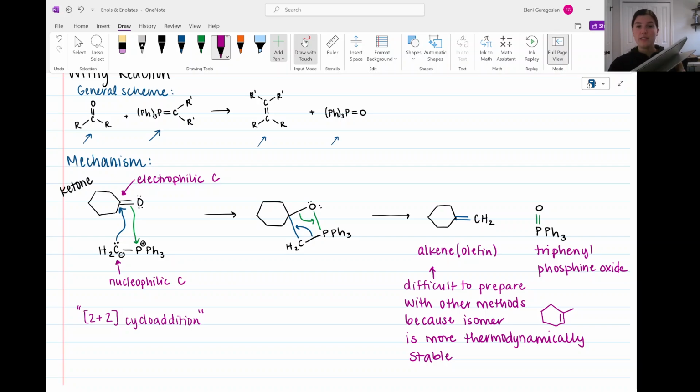So it is a 2-step mechanism. Once you've formed your ylide and you add your ketone or aldehyde, it's a 2-step mechanism. First you form a ring, and then in the second step you break 2 single bonds in the ring and you're forming 2 pi bonds to form the olefin and the triphenylphosphine oxide.